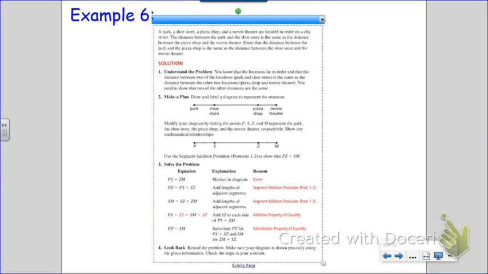So here's what we're saying. The distance from P to S is equal to Z to M. We also know that P to Z is P to S plus the distance from S to Z. From S to M is the distance from S to Z plus Z to M. We also know that we can add the same things to both sides of the equation, and then the final step is to substitute in to replace the quantities.